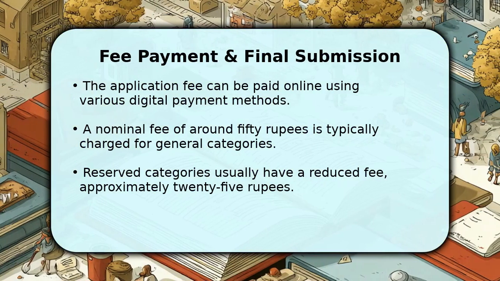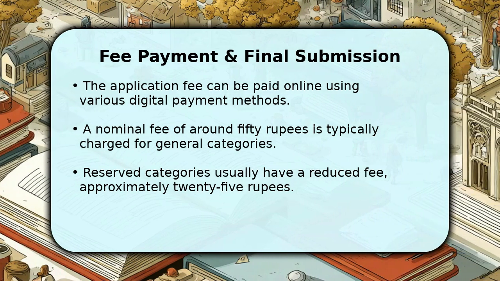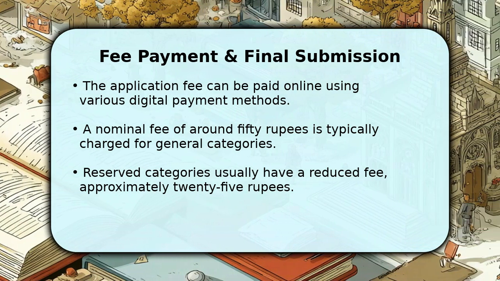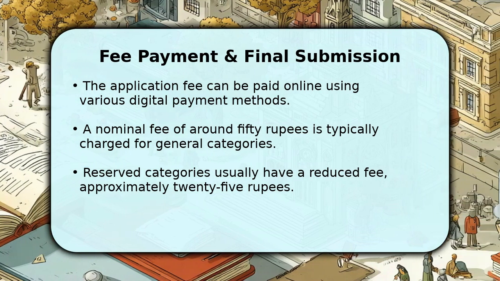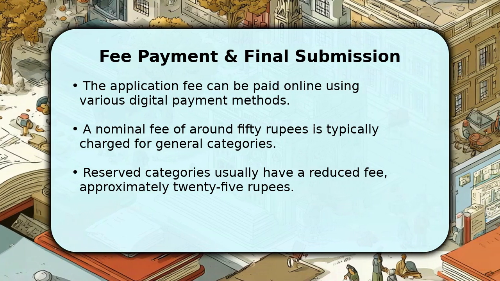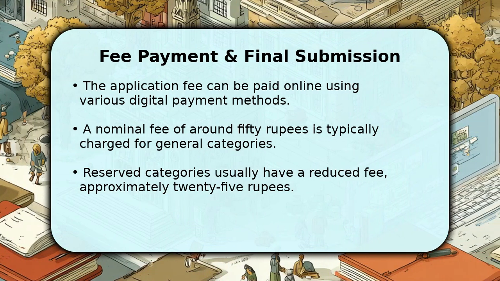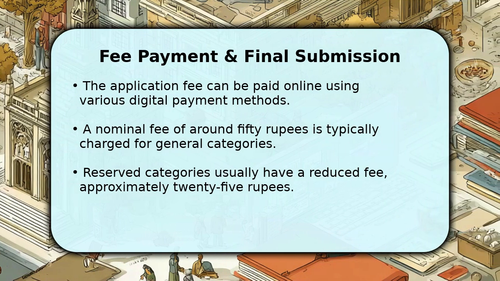The next critical step involves paying the application fee, which can be completed conveniently through various online payment options. For general category candidates, the fee is typically around 50 rupees, while those in reserved categories pay approximately 25 rupees. Upon successful payment, a confirmation will be generated. Remember to download and print the complete application form for your records.